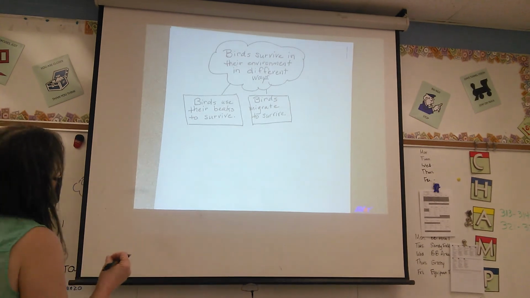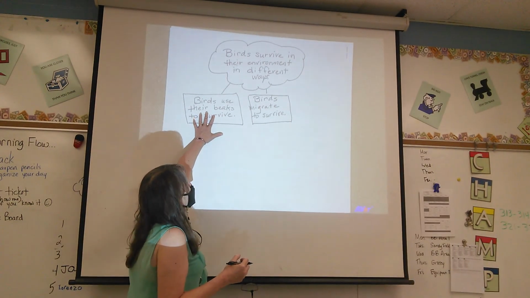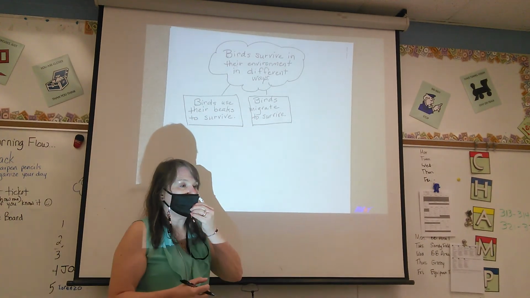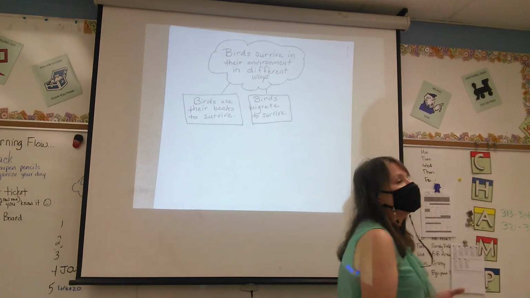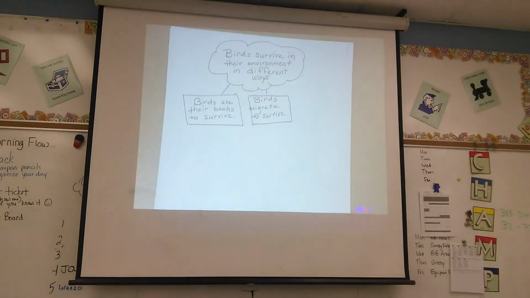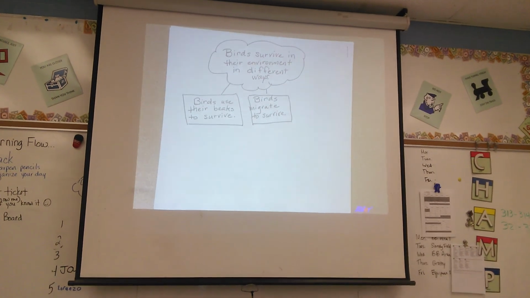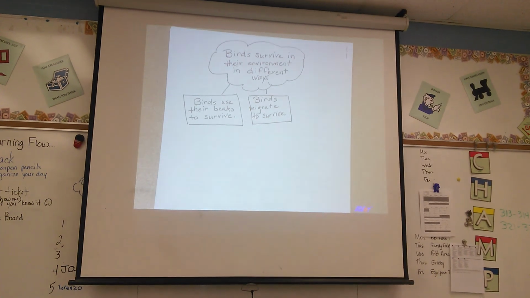Okay, so source 1 talked about the beaks. Source 2 talked about migration. What did source 3 talk about? Sophia, what did it talk about? It talked about the ways that your birds communicate. Okay, so think about our main idea sentences. What main idea sentence could you write about communication?